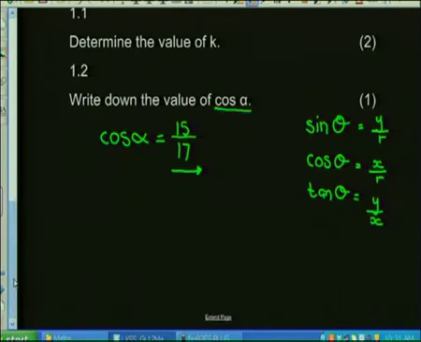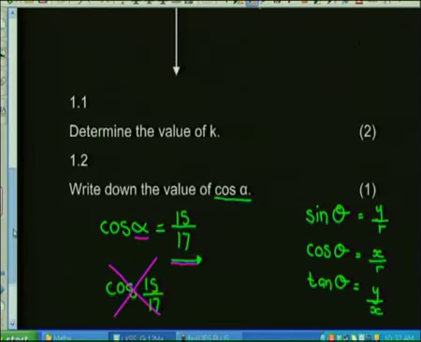One of the common mistakes that we see learners make is they go and they write their answer as cos 15 over 17, and this is very, very incorrect. You need to remember that your alpha is the angle and 15 over 17 is the value of the ratio. So this would be your final answer. Please do not make that common error.